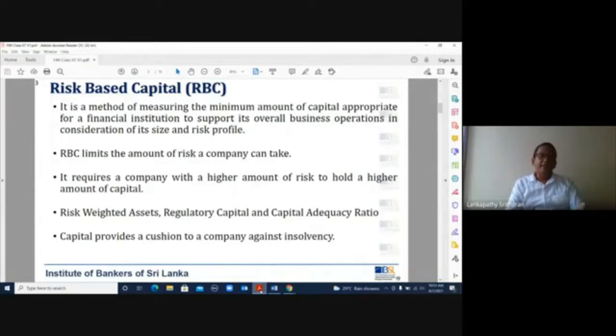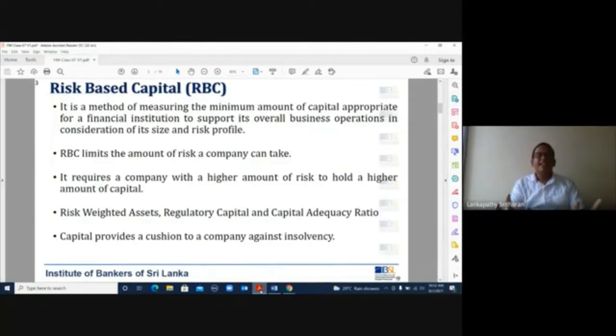Those who are working in banks and finance companies may already know this capital adequacy ratio. It is based on the Basel Committee. As I mentioned, they risk weight their assets, and based on the risk weights, they have to maintain 12.5% as regulatory capital. The capital adequacy ratio is the regulatory capital, that is total base capital, divided by risk weighted assets, multiplied by 100. It should be a minimum of 12.5%.